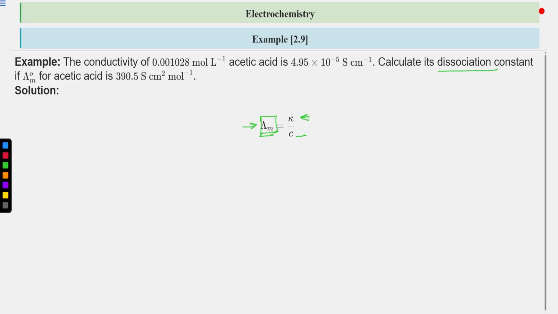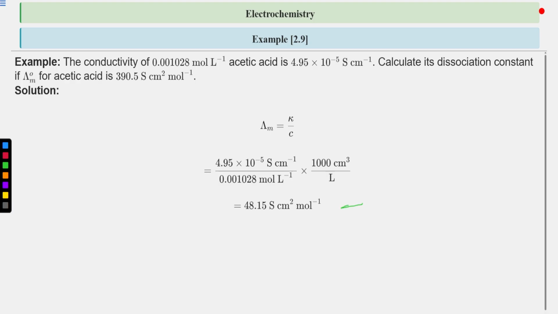So first of all, let's find the molar conductivity for acetic acid. This will be kappa by C. Kappa is the conductivity, which is 4.95 times 10 to the power minus 5, divided by the concentration, which is 0.001028 mole per liter. You multiply it by 1000 centimeter cube per liter for the unit conversion, and this becomes 48.15 Siemens centimeter square mole inverse. This will be the value of the molar conductivity.